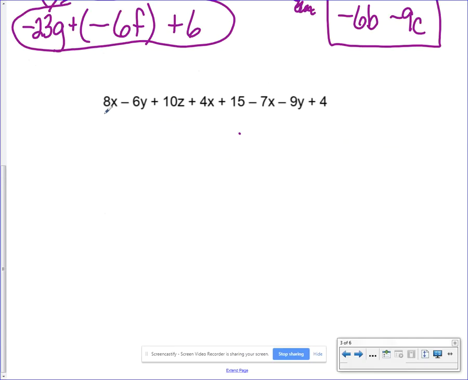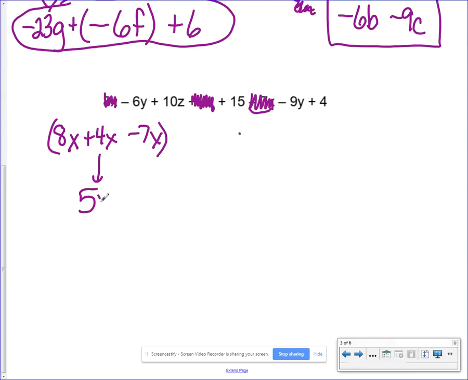Yes, yes, yes. 8x. All right, so I have a positive 8x. Here's a plus, or a positive, 4x. Plus 4x. Now remember, keep this minus sign stuck with that 7x. I'm subtracting 7x, and I want you to think of that like negative 7x. That's it for your x's. Hey, if you want to combine those together right now and bring it on down, go ahead. 8 plus 4 is 12. 12 and minus 7, 5.